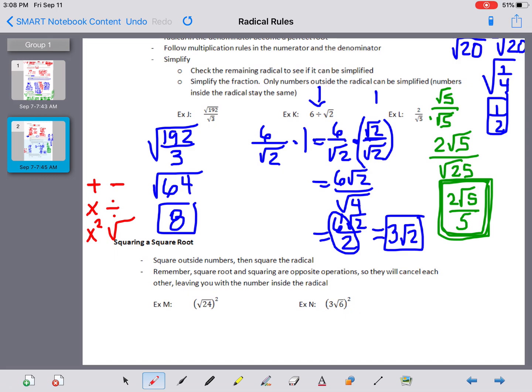So I could do this problem right here. It says the square root of 24 squared. So that would mean the square root of 24 times the square root of 24, okay? Do I have any great people on there that can multiply for me right now? 24 times 24. Because remember, I can multiply square roots together. So I can multiply those numbers together. So what is 24 times 24?